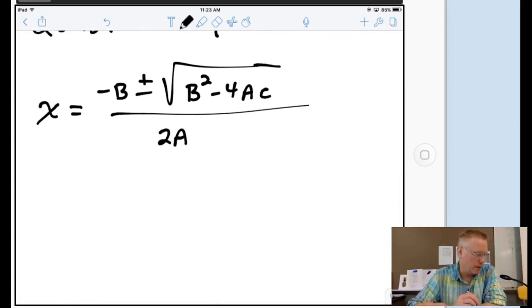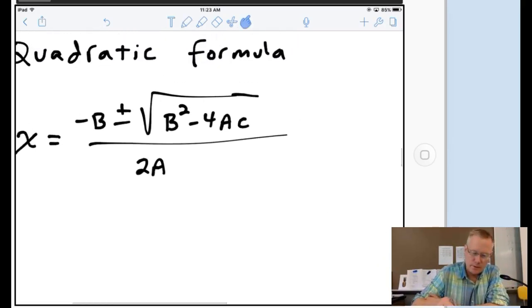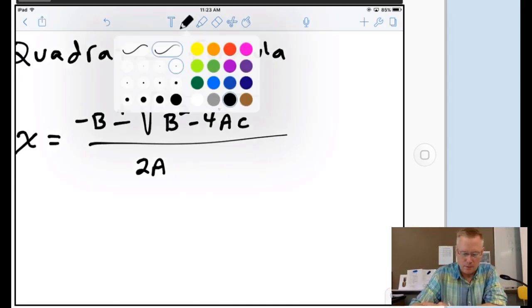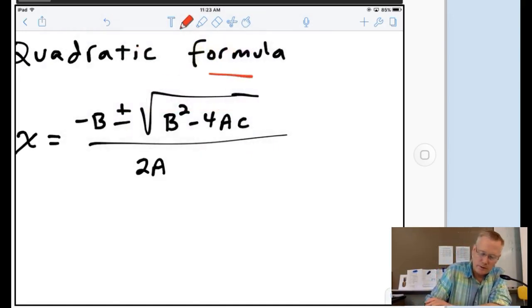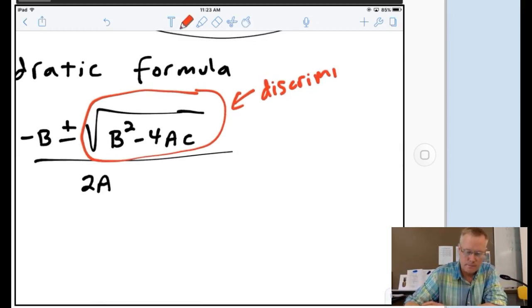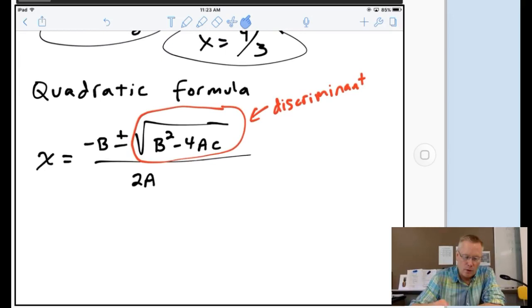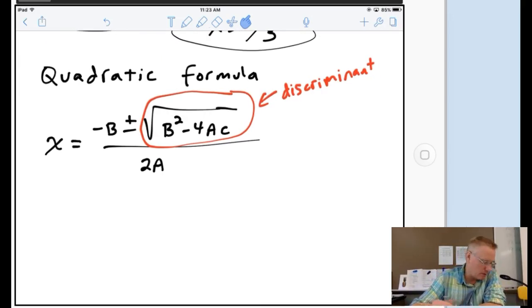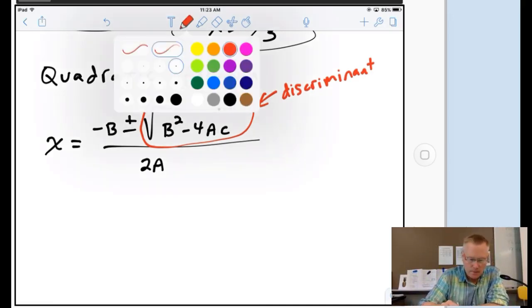And this is where a, b, and c come from, the equation. Also, this thing under the radical, this radical and all that stuff, that's called the discriminant. Okay, and we're going to talk about the discriminant a little bit more later, but just realize that that's what that is. So when I come back to it, you'll know what I'm talking about.